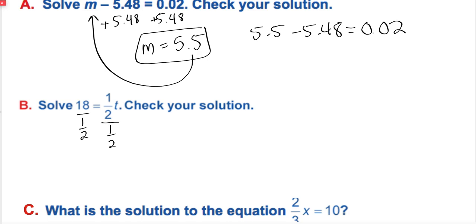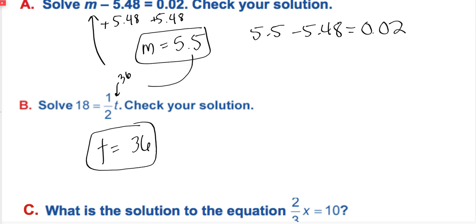A better way, I want to use the multiplicative inverse of 1/2. So that means I'm going to multiply it by a reciprocal, which is 2 over 1, or just a 2. So if I multiply both sides by 2, that'll cancel out my 1/2, and I got 2 times 18, which is 36. So I got t equals 36. Okay? And again, we can check our solutions. You should be able to do this in your head. If I put a 36 in there, I would do 1/2 times 36, so half of 36 will be 18.